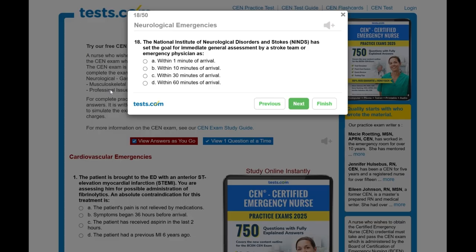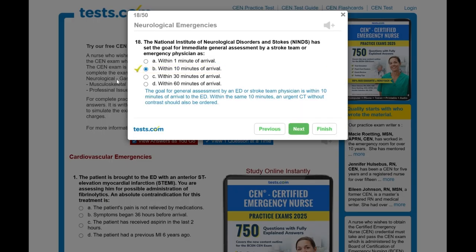Question 18. The National Institute of Neurological Disorders and Stroke, NINDS, has set the goal for immediate general assessment by a stroke team or emergency physician as A. Within 1 minute of arrival, B. Within 10 minutes of arrival, C. Within 30 minutes of arrival, D. Within 60 minutes of arrival. B. Within 10 minutes of arrival.